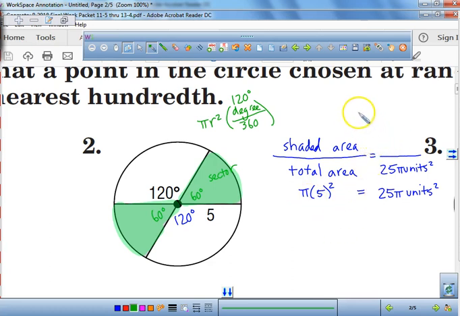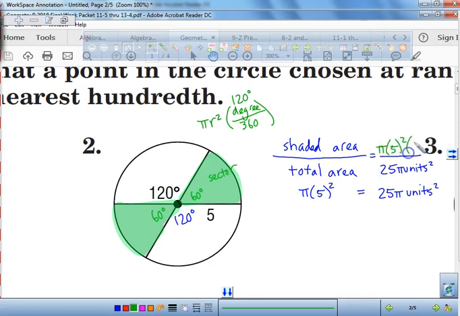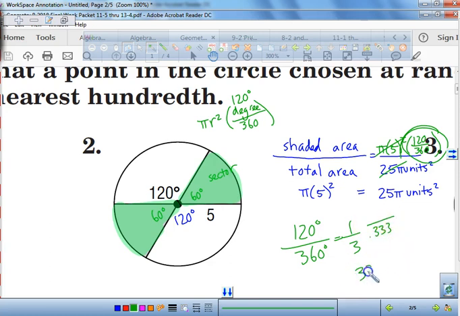Now, even if you did, listen, you did pi times 5 squared out of pi times 5 squared times 120 out of 360. What cancels out? This cancels out this, and what are you left with? Just the 120 out of 360. And what does this fraction reduce to? It reduces to 1/3, which the decimal equivalent is 0.333, goes on forever. So you would say 33.33% for rounding it to the nearest hundredth. So that would be your chance of hitting this shaded area out of the total area.